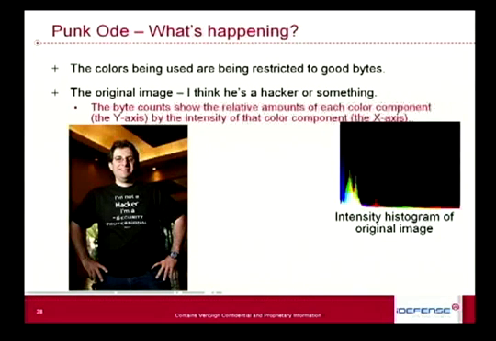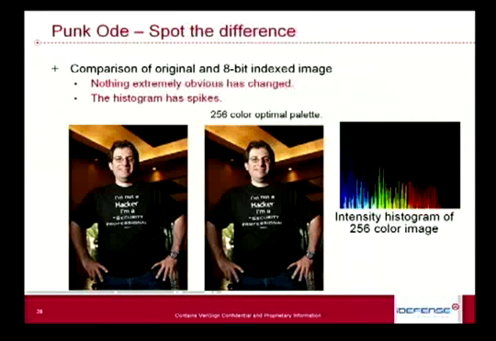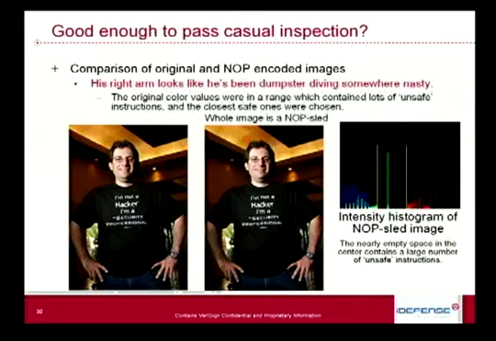If we convert that image into a GIF, you can see that the intensity histogram changes. A GIF only uses 256 colors in its palette, and so you can see our histogram now has all these gaps in there, and that's because we've gone from many colors to only 256 colors. So in theory, there should be somewhere fewer than 256 bars in there. This next image is actually a no-op sled, and you'll see again there's gaps in that intensity histogram. In this case, there's some bigger gaps.